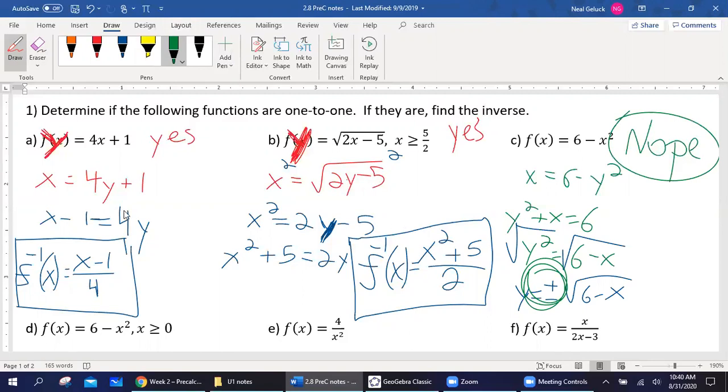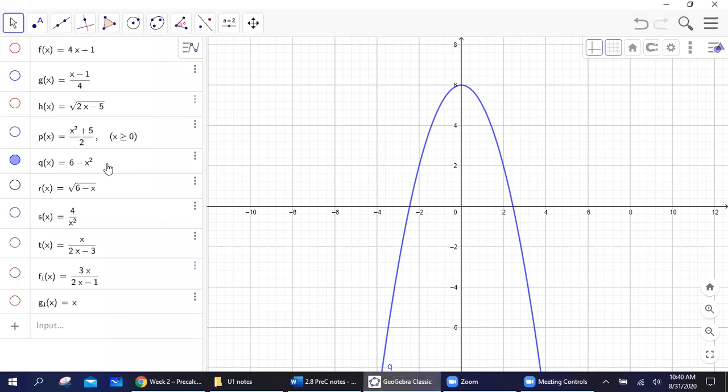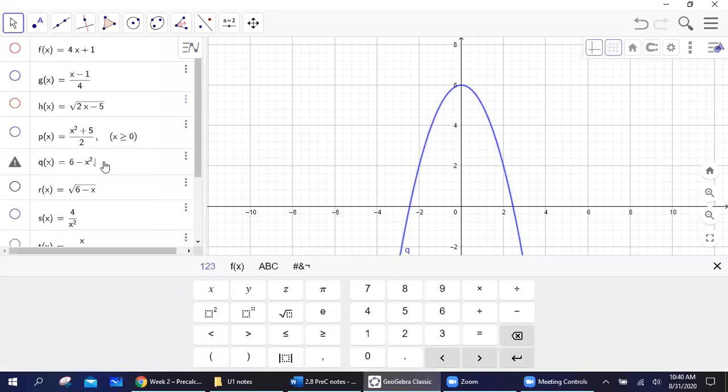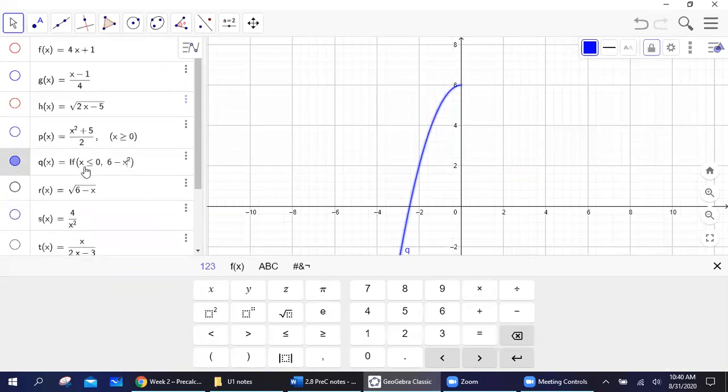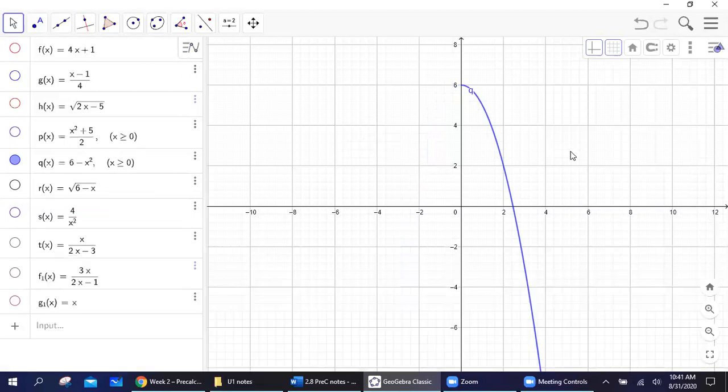Now letter D takes that same exact function, but now it restricts itself on the domain. It says, all right, let's only look at this function for x is greater than or equal to 0. So looking back at my graph, I now restrict myself to x is greater than or equal to 0. Oops, I did less than or equal to. Let me change that.